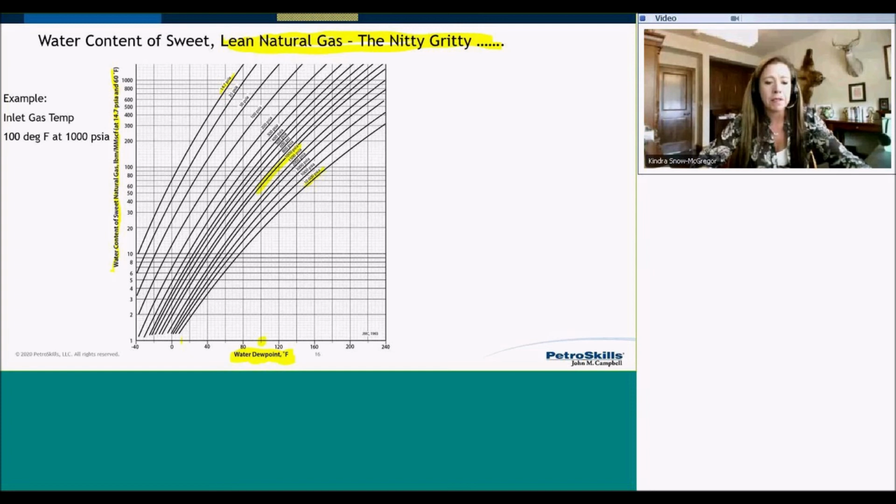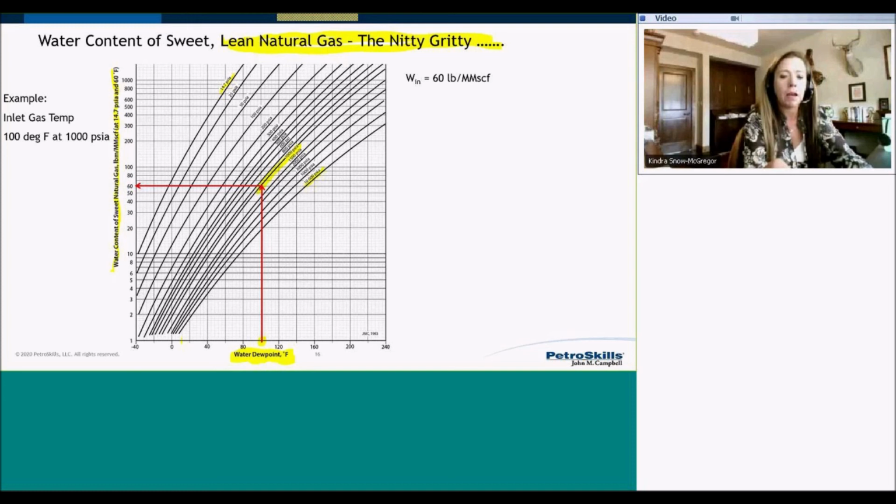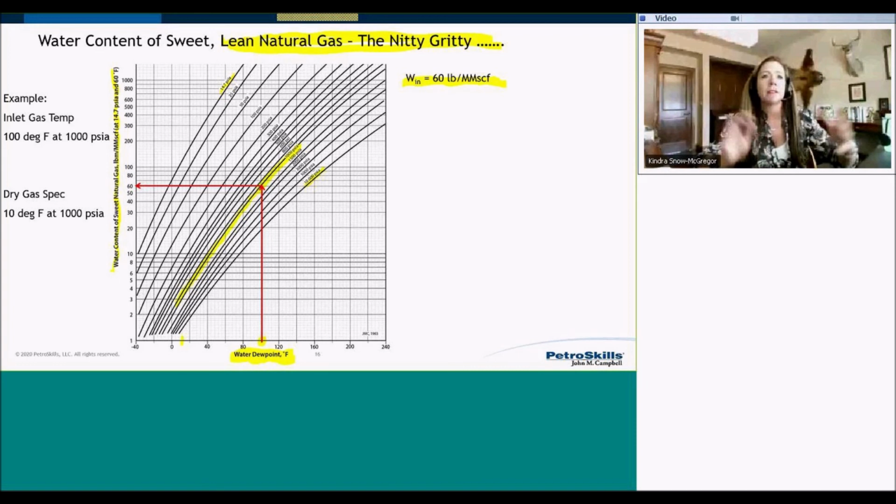I come down and find 100 degrees Fahrenheit, which I just highlighted, at 1,000 PSI. I draw my line straight up to intersect, then draw the line over, and I know at that condition my saturated gas has 60 pounds per million standard cubic feet. All right, good stuff. Now, let's run an example dry gas spec.